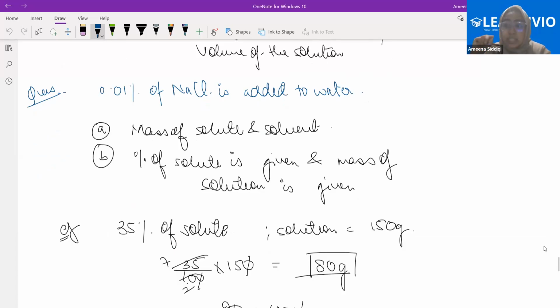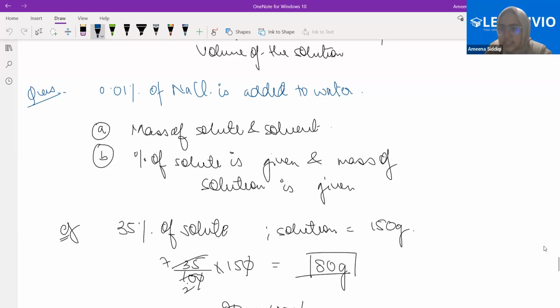The second method is when the percentage of the solute is given and the total mass of the solution is given. In that case, what steps do we need to follow? First, we need to calculate the mass of the solute. How do we calculate it? Let's say we have 35% of the solute in the total solution. So 35 divided by 100 into the total mass of the solution.